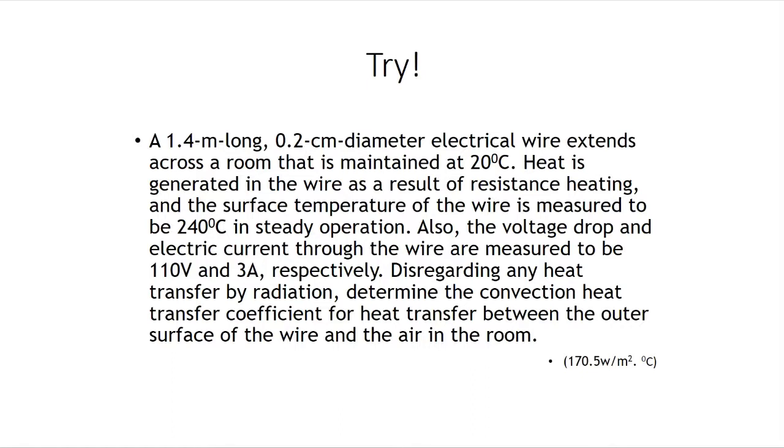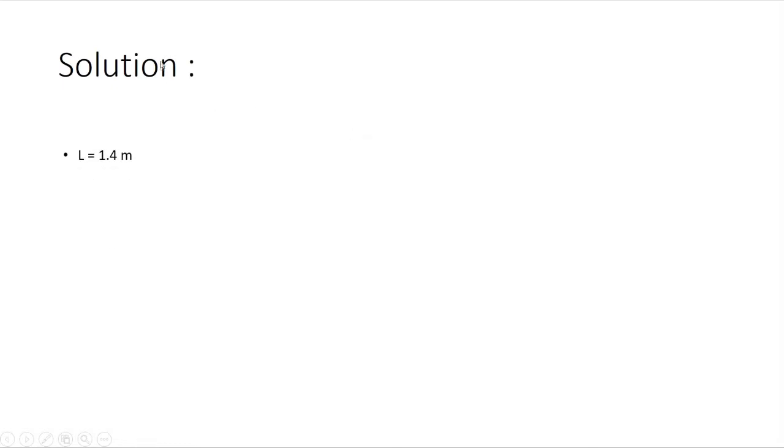So it is important that we jot down the things that we can get from the question. As we can see, the length is 1.4 meter, the diameter is 0.002 meter, TW is 240 degrees Celsius, and TB is 20 degrees Celsius, where TW is the wire and TB is the air. And the voltage is 110 volts, while the current is 3 amperes.